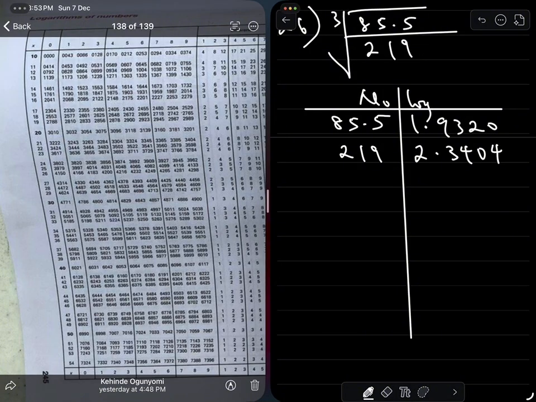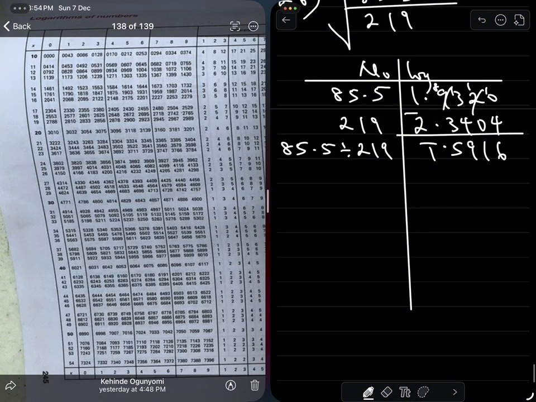No, we're dividing now, so 85.5 divided by 219 means we subtract. 0 minus 4, borrow from here, 10 minus 4, 6, 1 minus 0, 1. 3 minus 4, not possible, borrow from here, 13 minus 4, 9, 8 minus 3, 5, 1 minus 2, minus 1, which is bar 1. Is that clear?